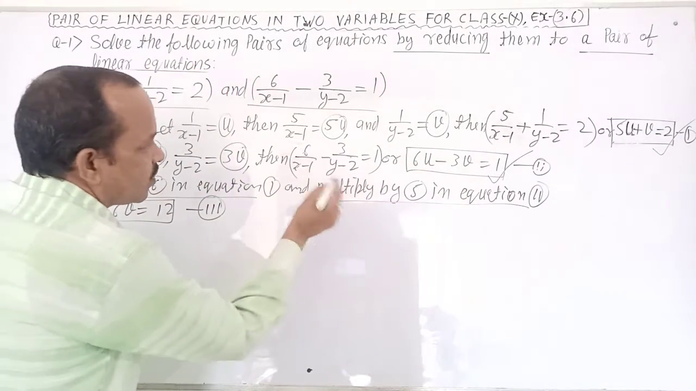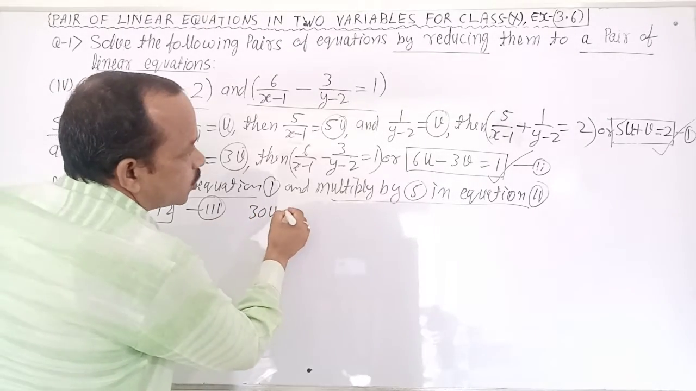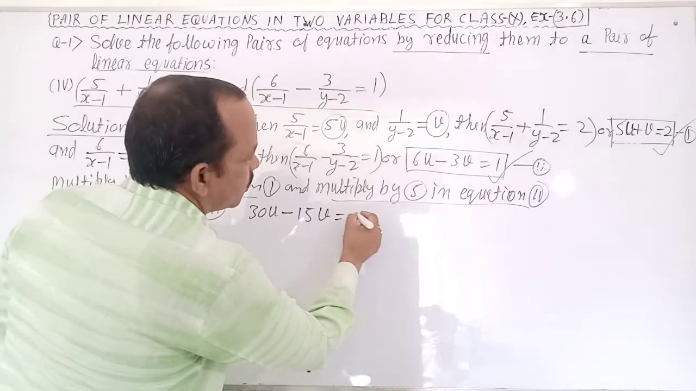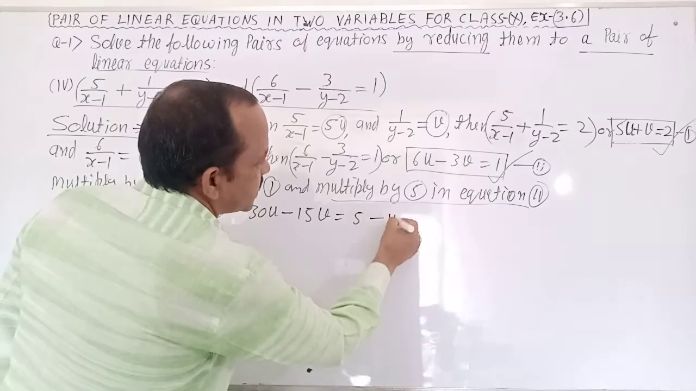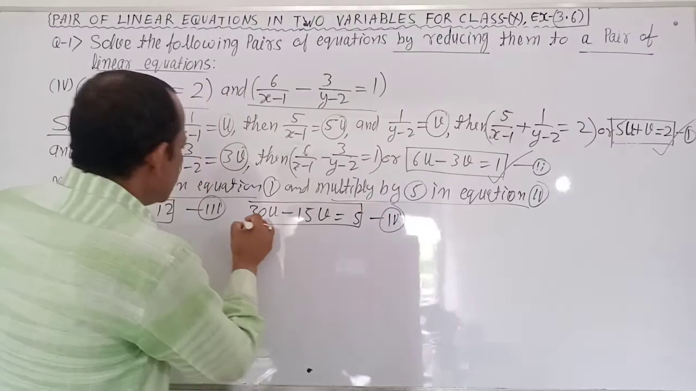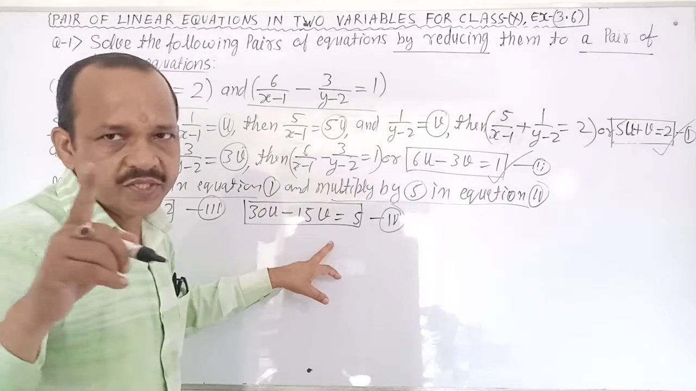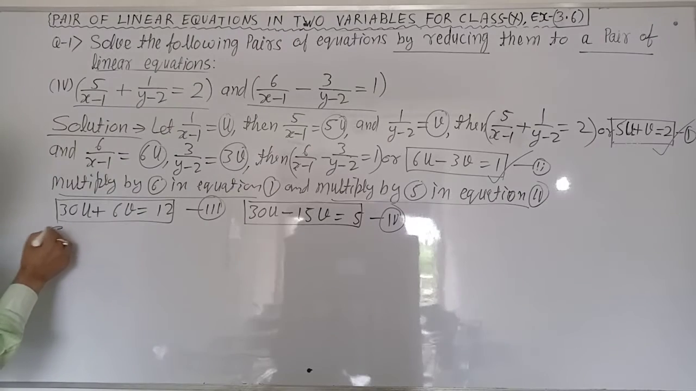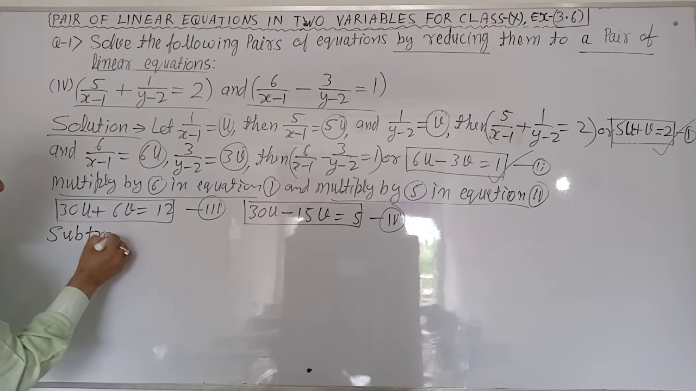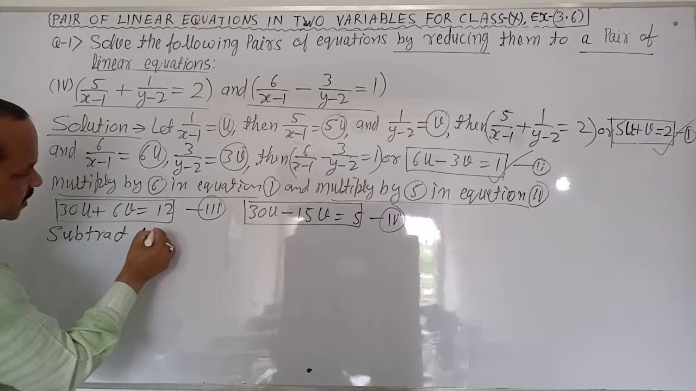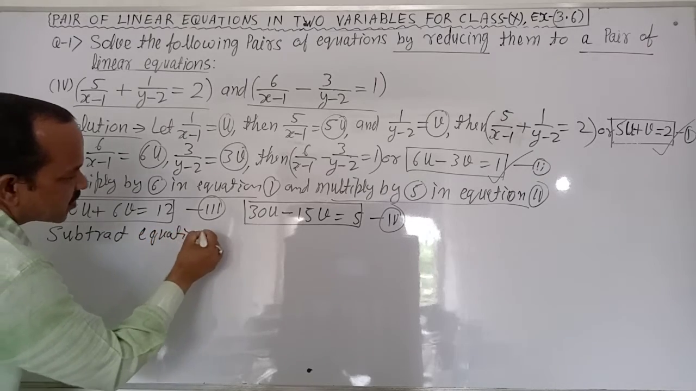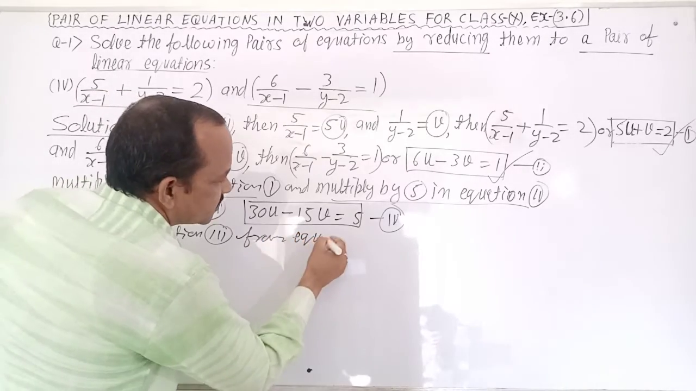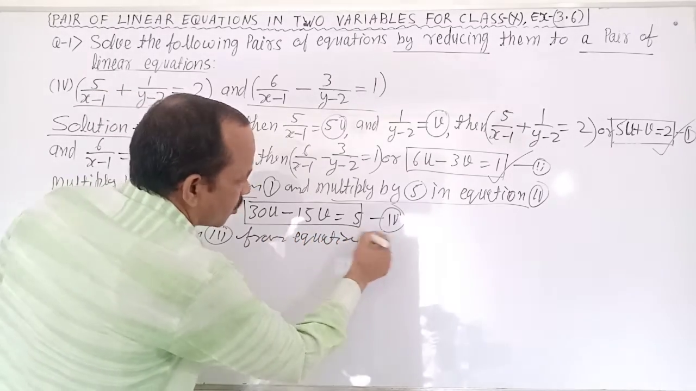Multiply by 5 in equation second. You find 5 6 are 30, 30u minus 5 3 is 15v equal to 5 1 is 5. It is equation fourth. You find equation third and equation fourth. Clear? Subtract equation third from equation fourth.